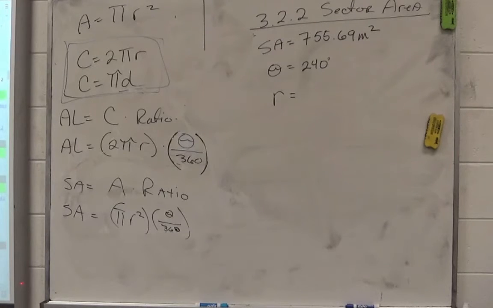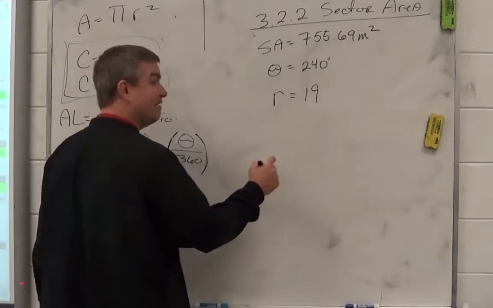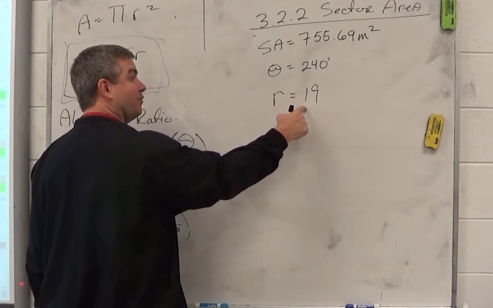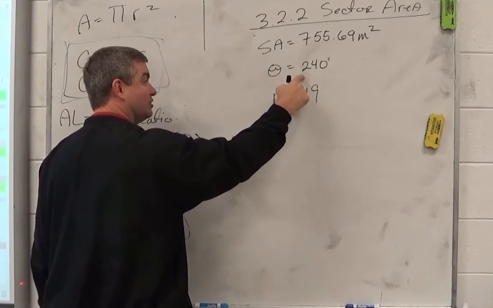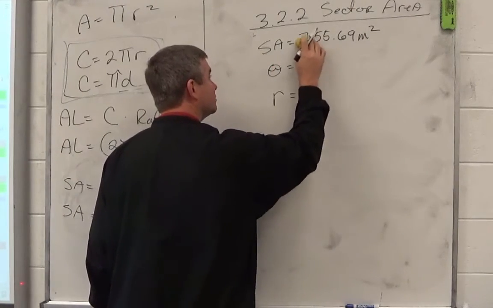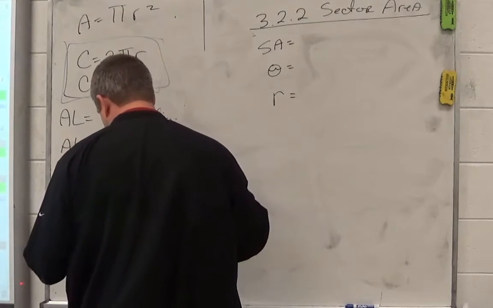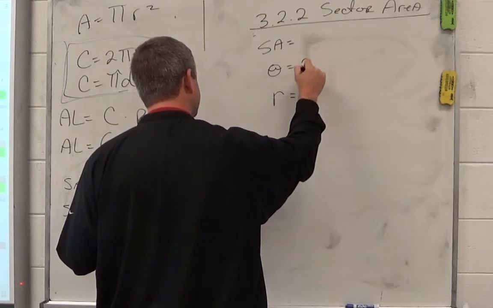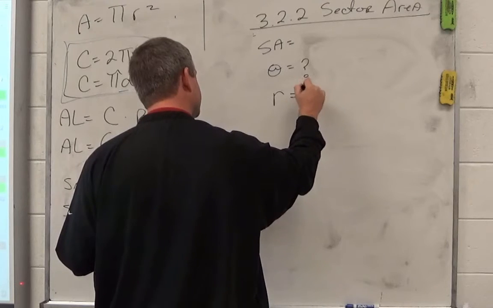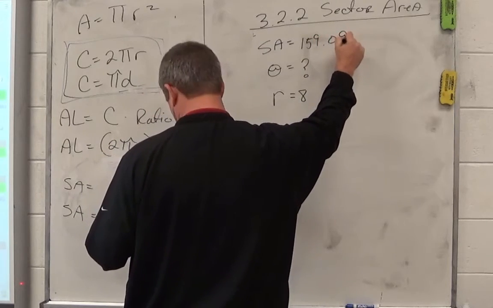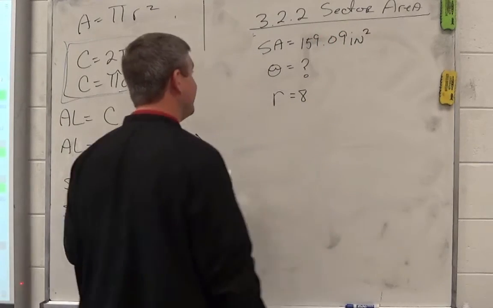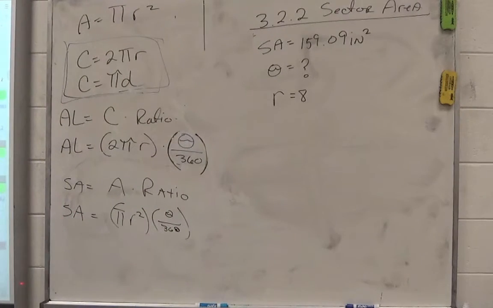All right, what am I going to do now? Good job on getting 19. Instead of me giving you these two and asking you for the radius, what am I going to do? I'm going to give you the radius and the sector area and ask you for the ratio. Okay, so try this one and then we'll do something different. Everybody gets this one right, we'll do something different. Sector area is 159.09 inches squared. The ratio is unknown and R is equal to 8.